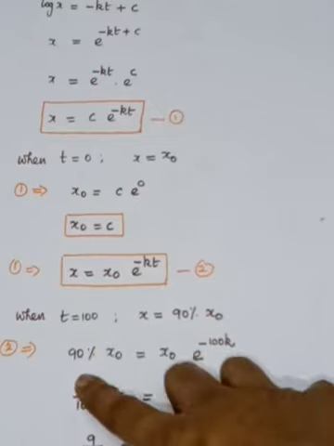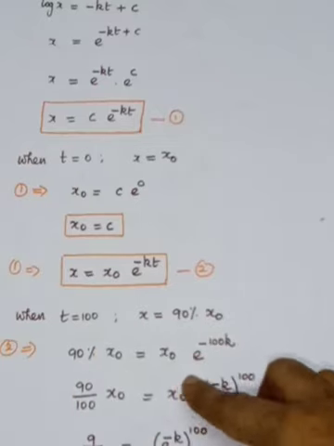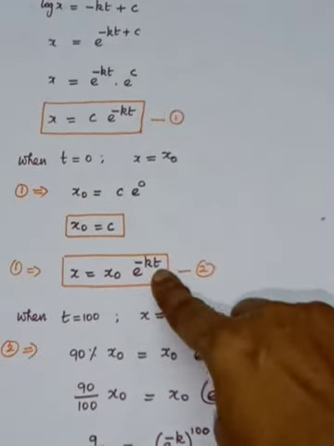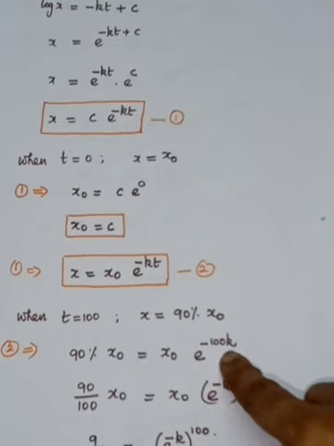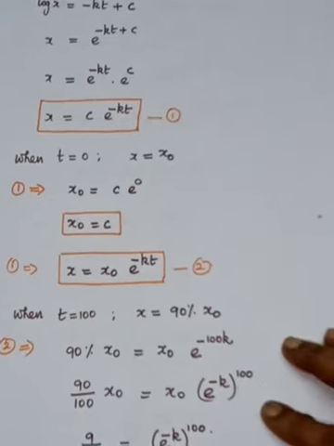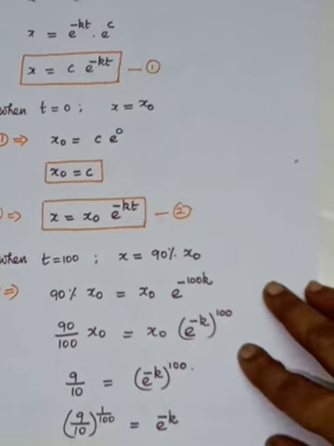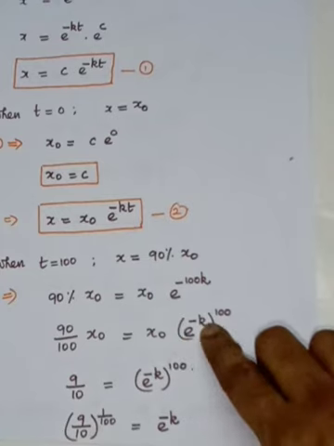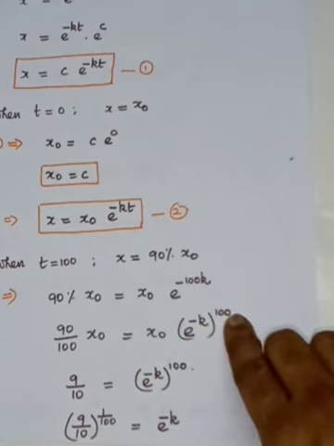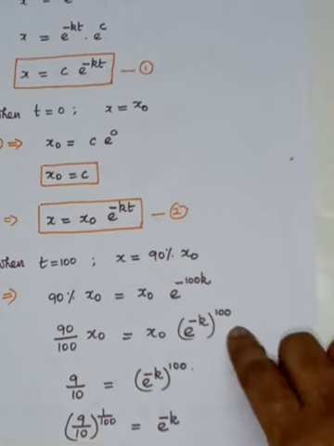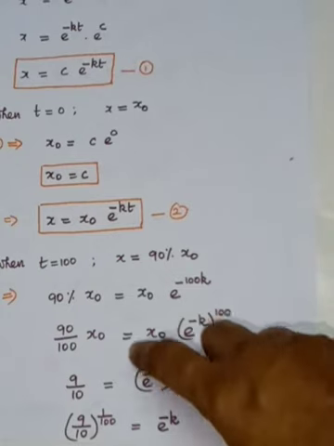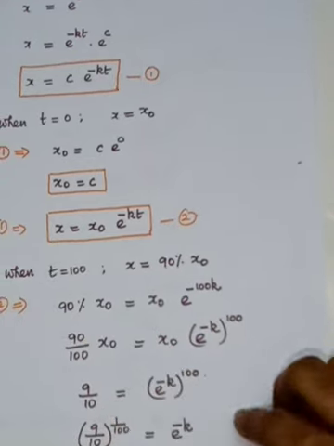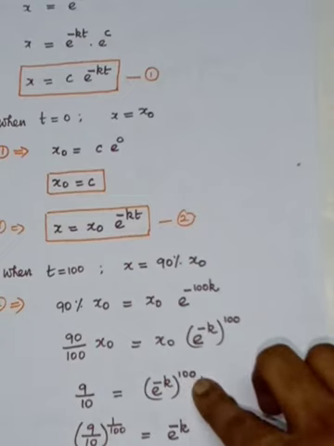So you have to substitute in the second equation. So in the place of x, 90% of x naught is equal to x naught e power minus k, k we don't know. So t is 100, so minus 100k. So 90% can be written as 90 by 100 into x naught is equal to x naught, and this can be written as e power minus k to the power 100. So x naught gets cancelled, and 0 is cancelled with 90 and 100. So it is 9 by 10 equals e power minus k to the power 100.